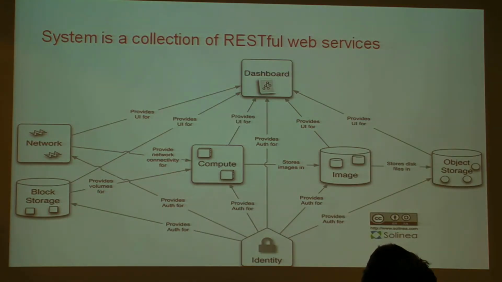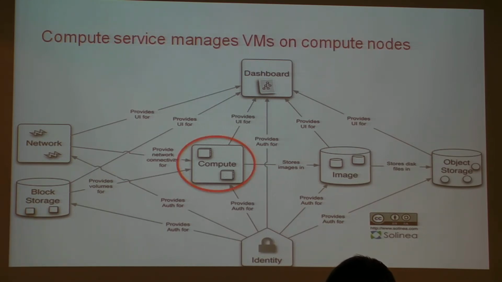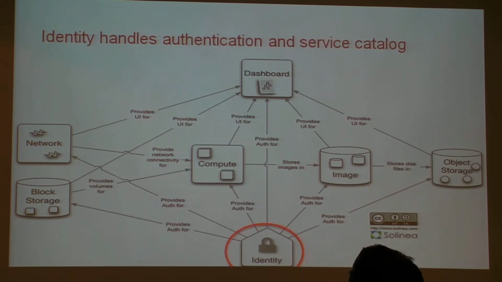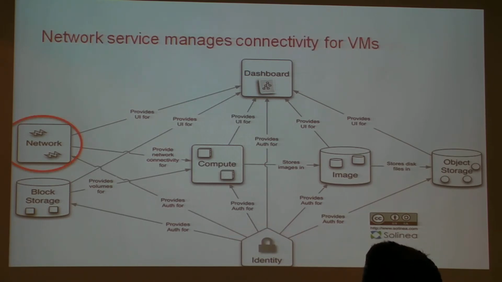It's so interesting. Basically, OpenStack is just a collection of RESTful web services. Each one of these things has an API. Compute service manages virtual machines. The image service manages virtual machine images. The identity service handles all of your AAA, authentication and access, this kind of thing. The network service manages the connectivity, and that's software-defined networking. Look that up if you're not familiar with software-defined networking. It's the future.